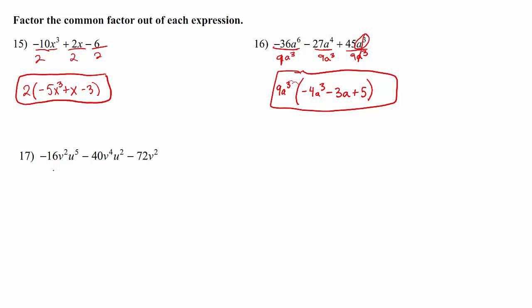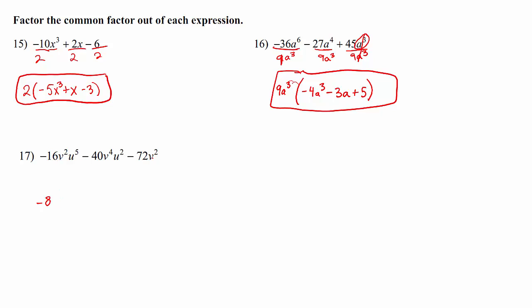17. What number can I divide into all of these? 4 goes in, but so does 8. So all of them are negative, which means I can take the negative they all have in common. And then I would look at these variables separately.